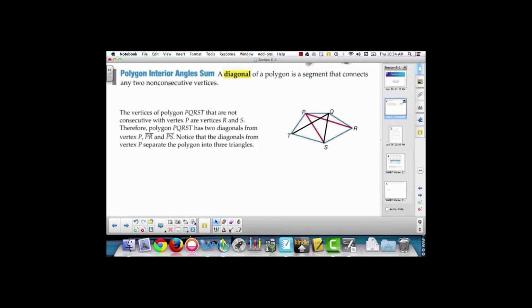Another diagonal from vertex R will go to RT. These are the two diagonals coming from vertex S, and another diagonal coming from vertex T would be TR.